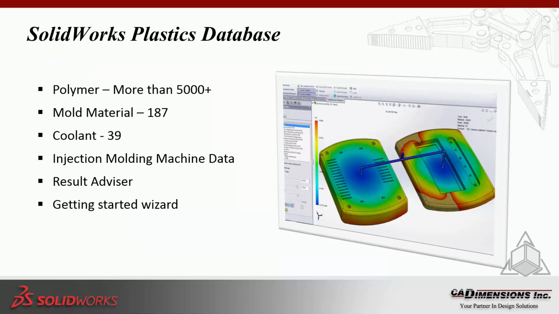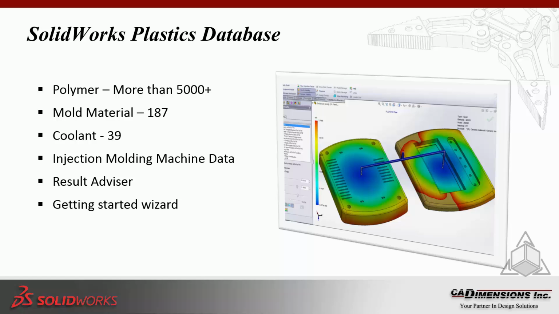So, the SolidWorks Plastics database, what does it have to offer? Well, for one, SolidWorks comes with more than 5,000 polymers in its database. This comes with every version of SolidWorks Plastics. It's not the case that when you buy one version or the next version, we unlock more polymers. That's not the case at all. You get all the polymers that are available right off the bat. 187 mold materials, which also translates to your insert materials. So if you have any type of inserts in your mold, you can also use the mold material database or the polymer database. And last but not least, 39 types of coolant that you can use for your cooling analysis.